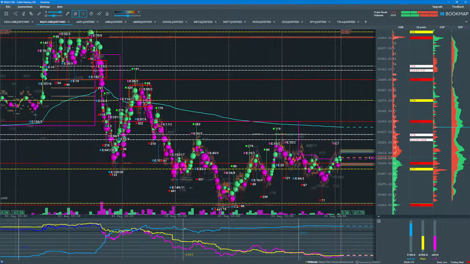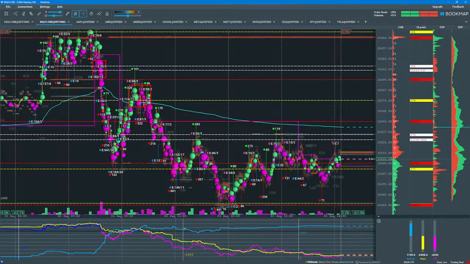So again, when traders are buying calls, that's positive delta. Market makers sell calls, and they have to buy futures to hedge their delta exposure. And just the opposite, if they're buying puts, that's negative delta. When traders buy puts, market makers sell the puts, and they have to sell futures to hedge their delta exposure.